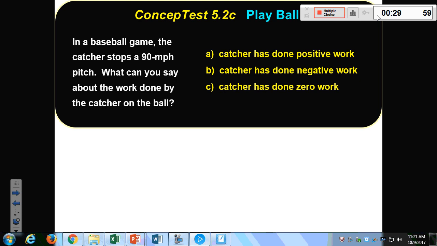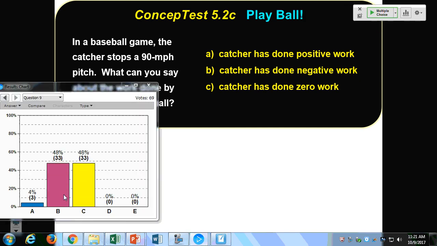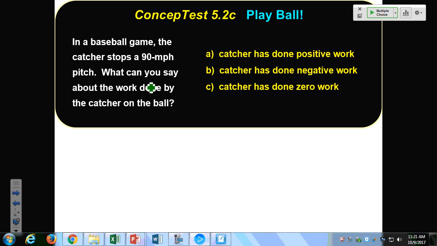All right, let's stop at 35. Okay, here the catcher has done negative work. You can think about the catcher catching the ball. He applies a force on the ball that's in that direction, right? But as he's applying a force in that direction, the ball is moving in this direction. And so you have a force and a displacement that are in opposite directions, and so he's doing negative work.